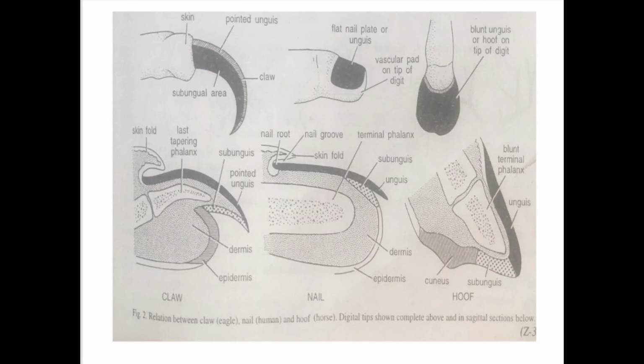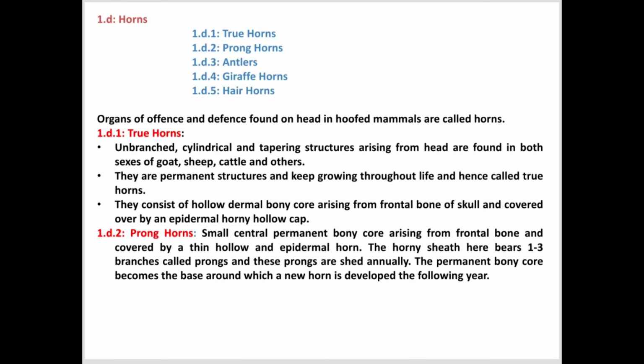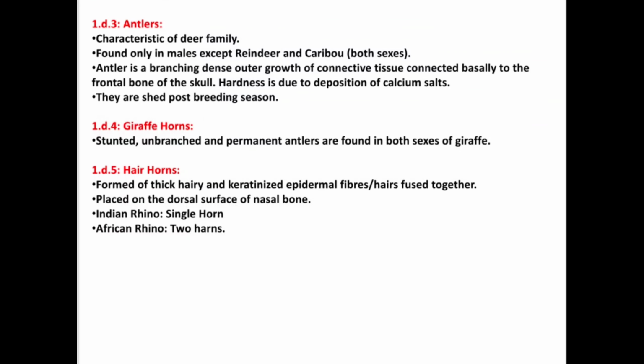Besides, there are other modifications of the stratum corneum like horns, feathers, hair, etc. Horns are found in hoofed mammals, that is Artiodactyla and Perissodactyla only. They are the organs of offense and defense. They are found on the head, and there are 5 different types of horns. Some can be true horns and some are false horns. True horns means these are the products of stratum corneum.